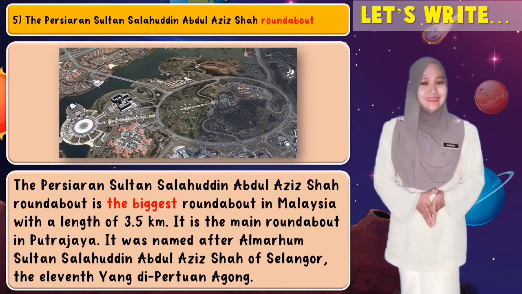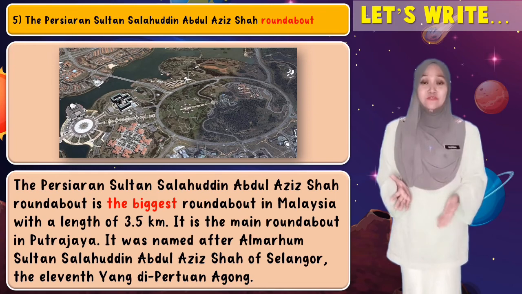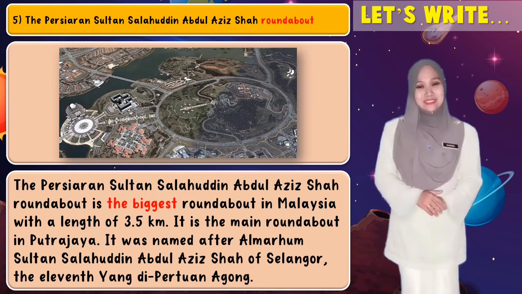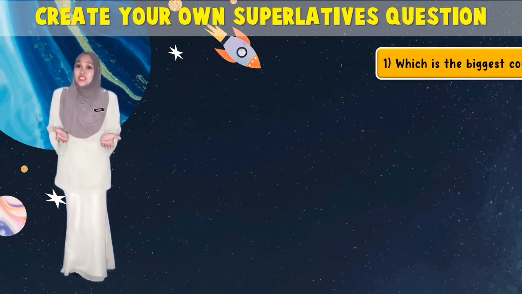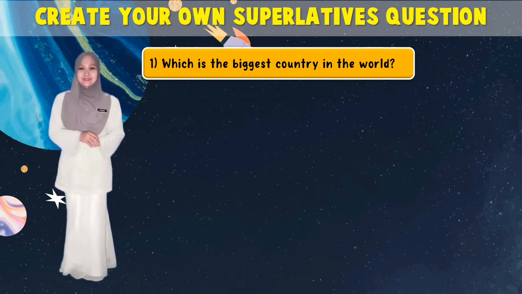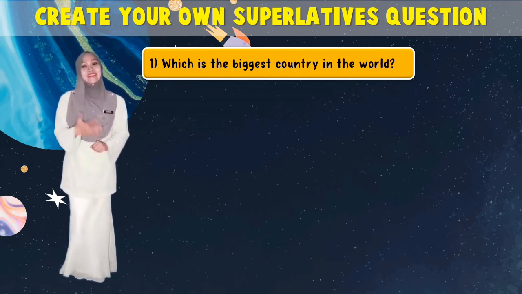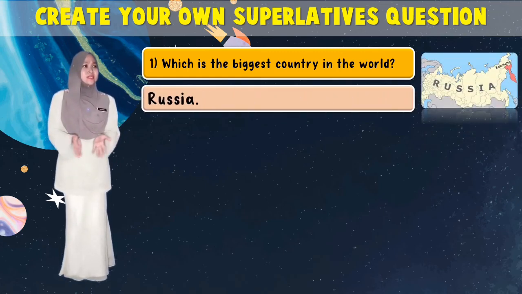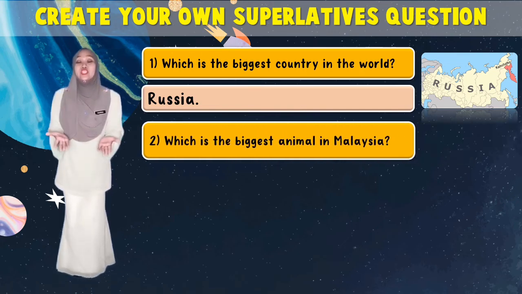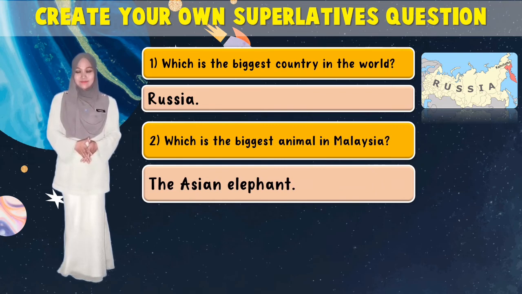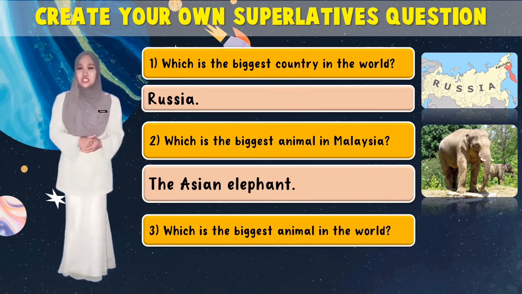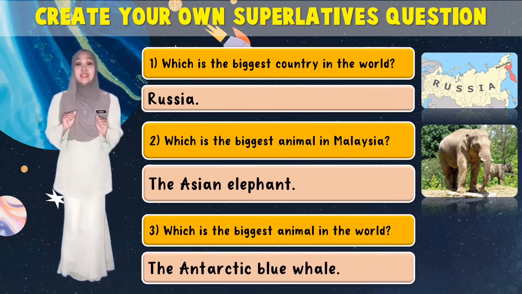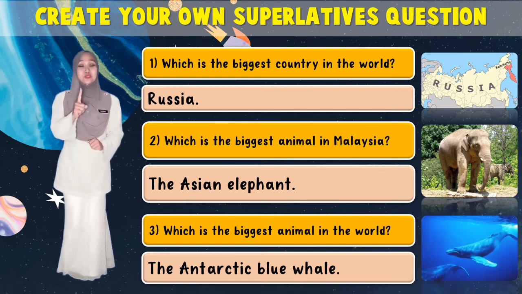Before we end our lesson today, let us try to create superlative questions from your own general knowledge about Malaysia and the world. Let us try to create the superlative questions like, which is the biggest country in the world? Do you know what's the answer? The answer is Russia. Next question, it could be, which is the biggest animal in Malaysia? I'm sure you know the answer. The answer is the Asian elephant. And maybe one more question. Which is the biggest animal in the world? For sure you know the answer. The answer is the Antarctic blue whale.